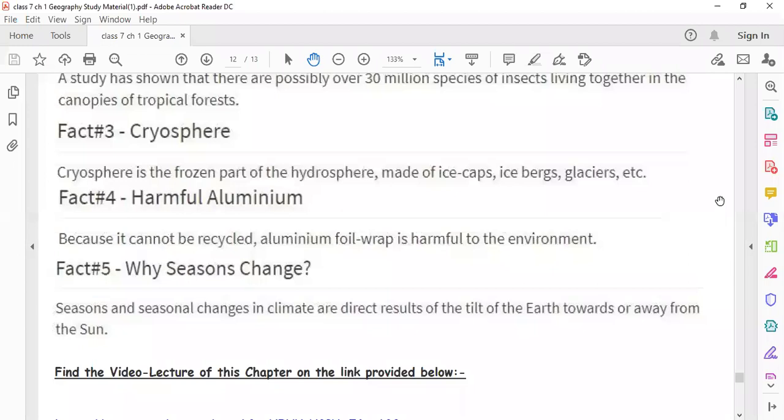Now, fact number 5, why seasons change. Seasons and seasonal changes in climate are direct results of the tilt of the earth towards or away from the sun. Earth is tilted on its axis और ये जैसे ही सन से दूर जाता है तो यहाँ पे ठंड का मौसम आ जाता है हमारे देश में. जैसे ही ये सन के काफी करीब आ जाता है तो फिर गर्मी का मौसम आता है और अकॉर्डिंगली ये चेंज होते रहता है. Okay.